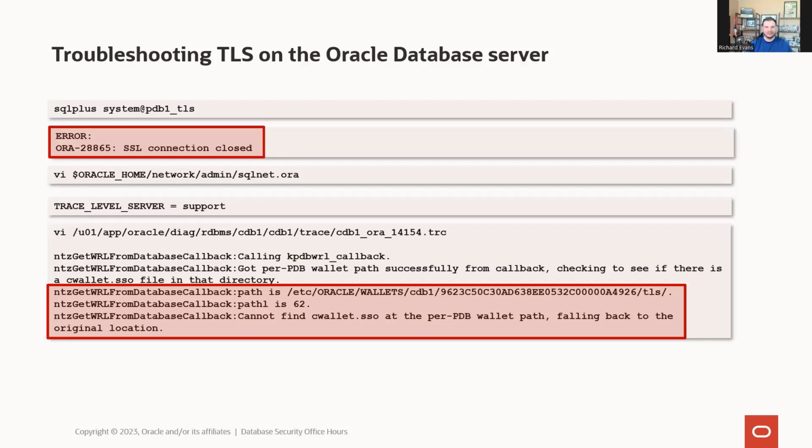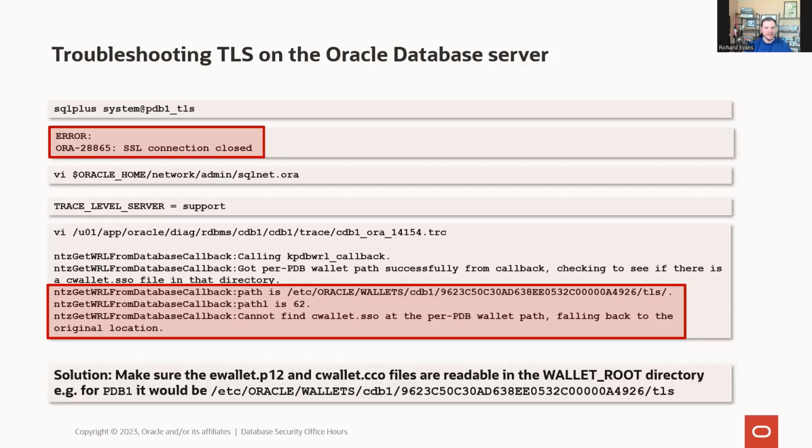that it can't find the wallet, right? So the database server is going to look at the wallet root location in 19c, and it's going to say, well, I can't find it there. So I'm going to fall back to the other location, the /etc/wallets/oracle directory for the OS user that runs the Oracle binaries. And if it can't find it there, it's going to throw an error. So if you set the tracing to support, you can get some good information here and identify what's going on within your TLS connection. In this case, I need to make sure that that e-wallet and c-wallet are available and readable in that wallet root directory.